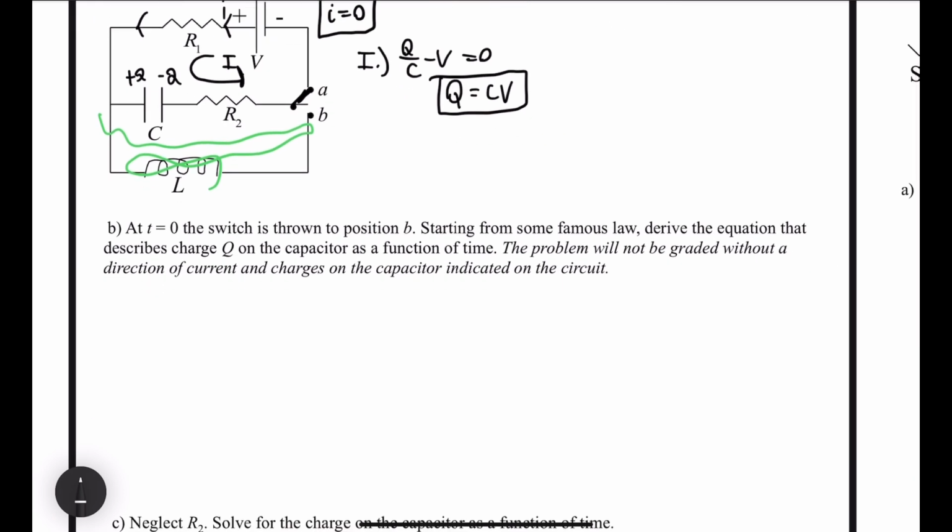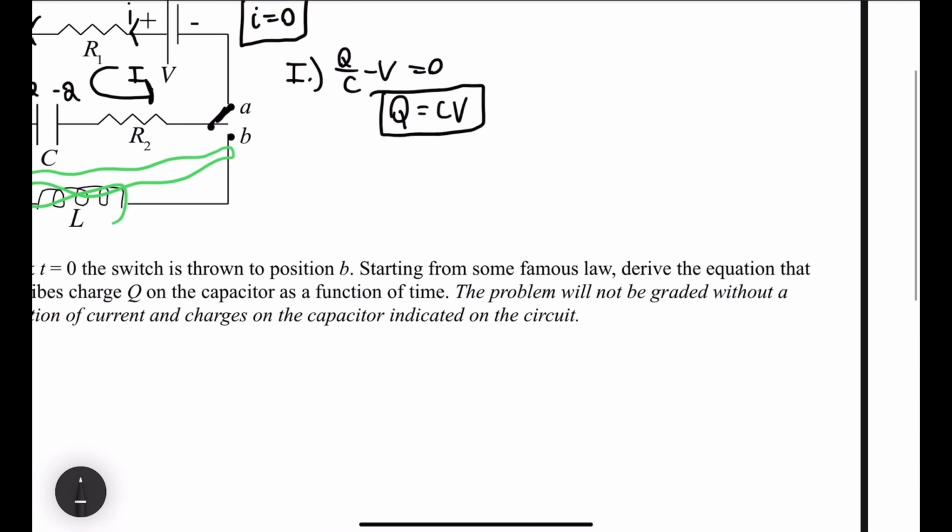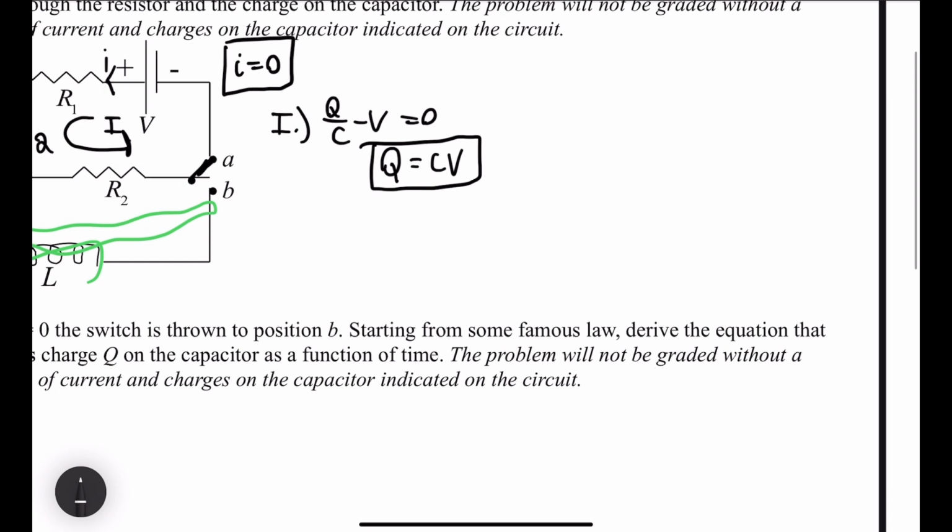For part B, now at time equal to 0, the switch is switched to position B. And starting from some famous law, derive the equation that describes charge Q on the capacitor as a function of time. So for this one, we're going to have to use Faraday's law, which is a closed loop of E dot dr is equal to negative partial with respect to time of the flux.